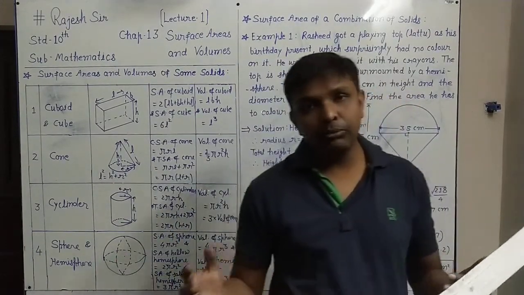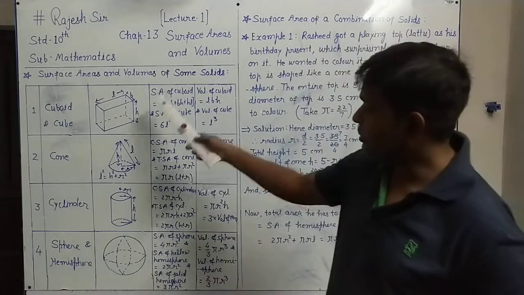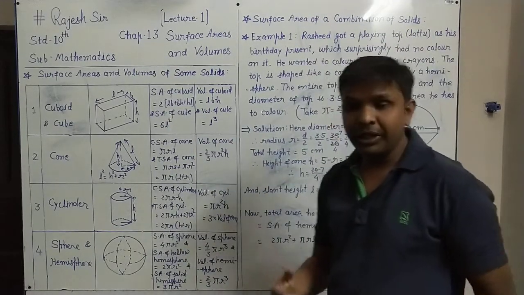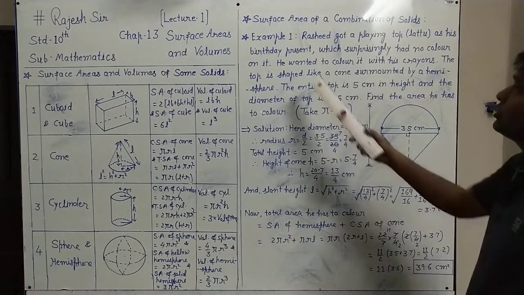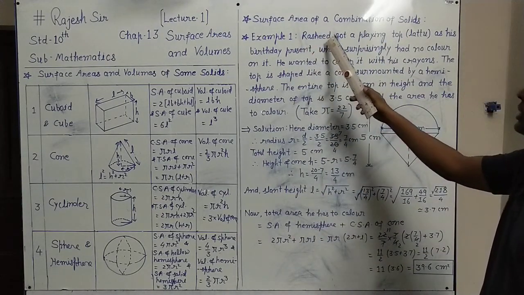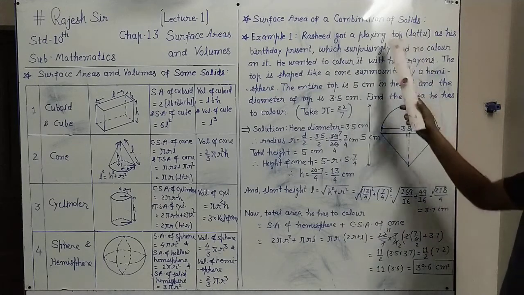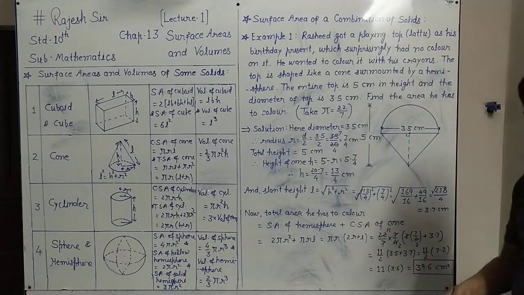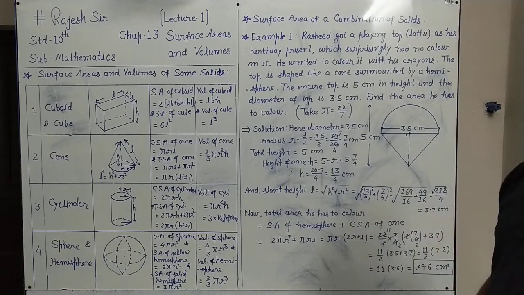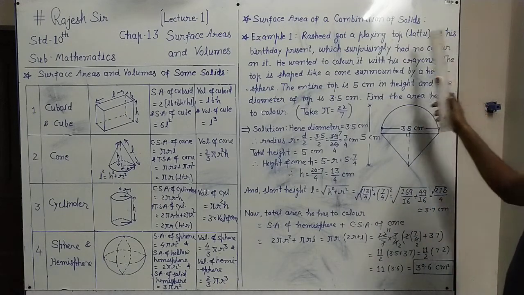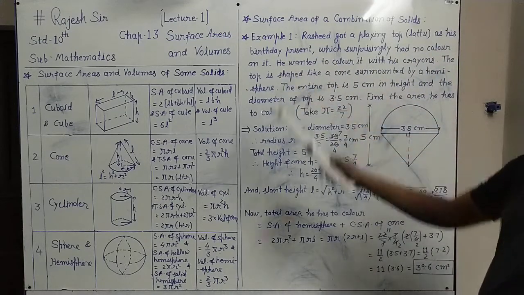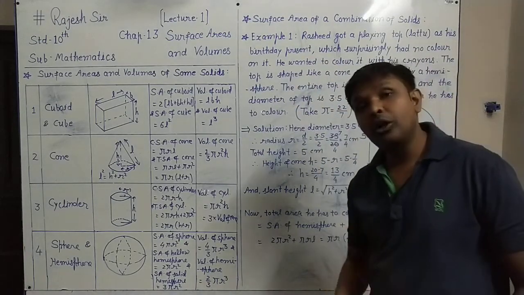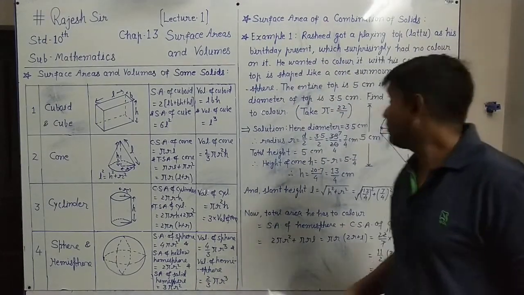If a solid is composed of two or more types of solids, how do we find out the surface area? That we will see under this heading. Example 1: Rashid got a plain top, a lattu in common language, which children play with, as his birthday present. Surprisingly, on that top no color is there.